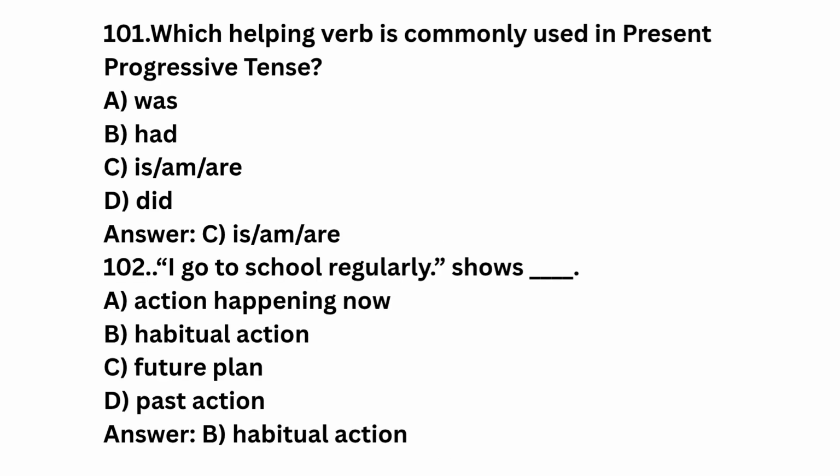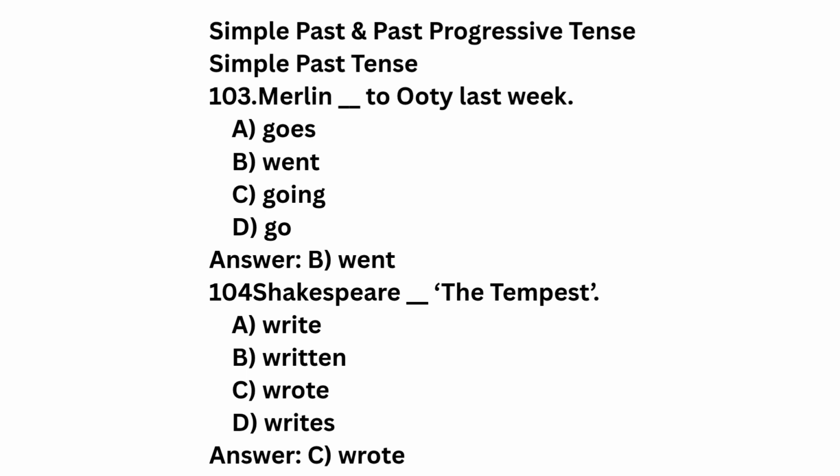Which helping verb is commonly used in present progressive tense? Was, had, is, am, or did. Answer: is, am, or are. "I go to school regularly" shows action happening now, habitual action, future plan, past actions. Answer: habitual action.